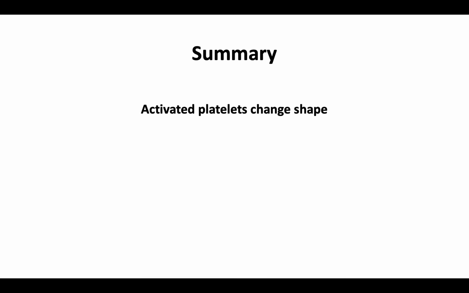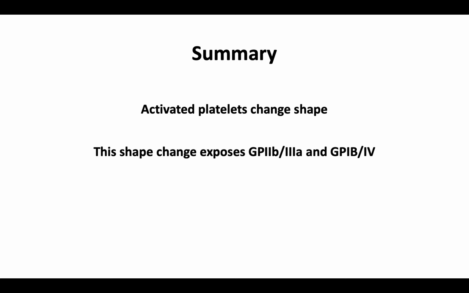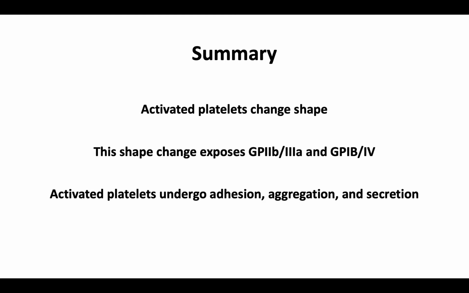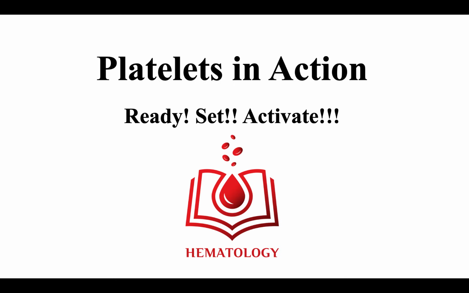From what we have discussed, we have the following summary points. Activated platelets change shape. The shape change exposes and changes the shape of the platelet receptors GP2B3A and GP1B95. Activated platelets undergo adhesion, aggregation, and secretion. This ends the video, Platelets in Action. Ready, set, activate. We now have a deeper understanding of what platelets do when they are activated.